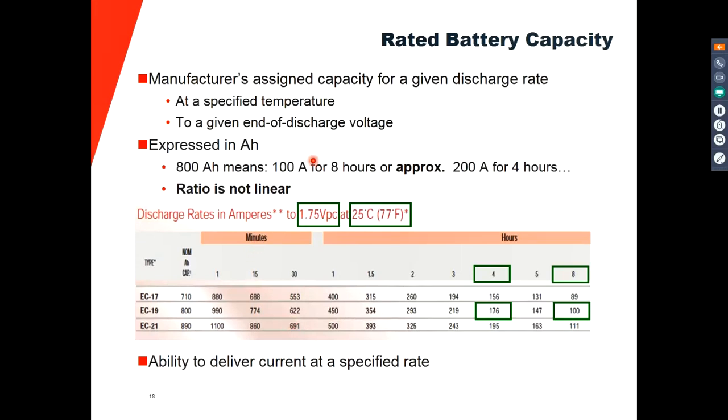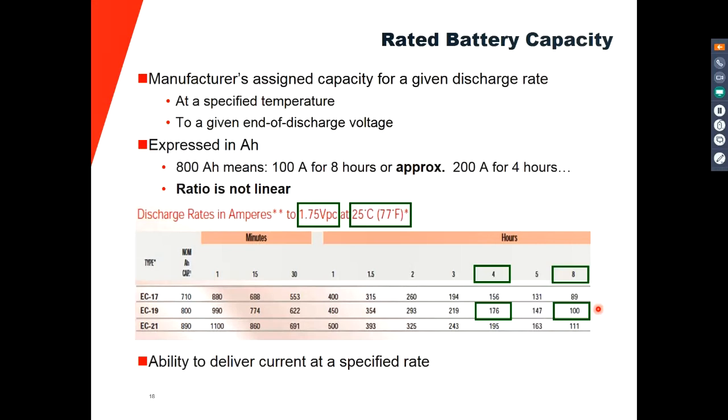The rated capacity of a battery is given in amp hours. For example, a battery that has 800 amp hour as a rating means that this battery can deliver 100 amps continuously for 8 hours. You would think that this will be a linear ratio. Well, it is not a linear ratio. It doesn't mean that the battery can do 200 amps for 4 hours, which would also be 800. This doesn't happen with batteries.